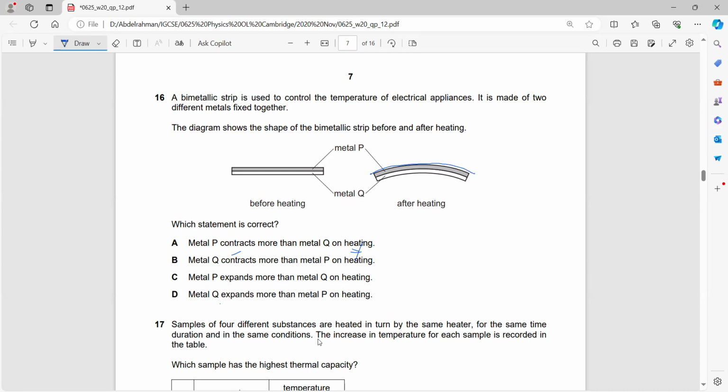Why? Because now metal P is a bit longer. Initially, for example, both of them were 10 centimeters. After heating, they both expanded. But now metal P is a bit longer. For example, metal P is 12 centimeters, while metal Q is only 11 centimeters. So definitely metal P has expanded more than metal Q on heating. Okay.